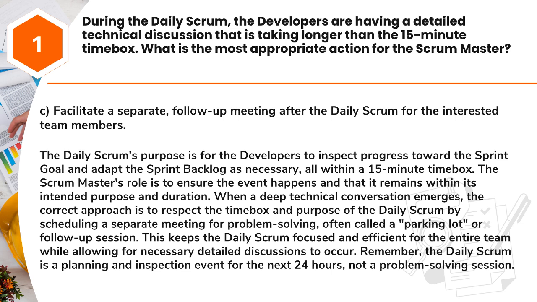When a deep technical conversation emerges, the correct approach is to respect the time box and purpose of the daily Scrum by scheduling a separate meeting for problem solving, often called a parking lot or follow-up session. This keeps the daily Scrum focused and efficient for the entire team while allowing for necessary detailed discussions to occur. Remember, the daily Scrum is a planning and inspection event for the next 24 hours, not a problem-solving session.